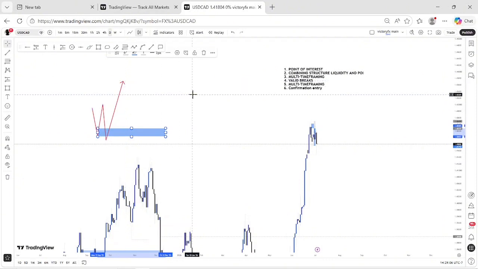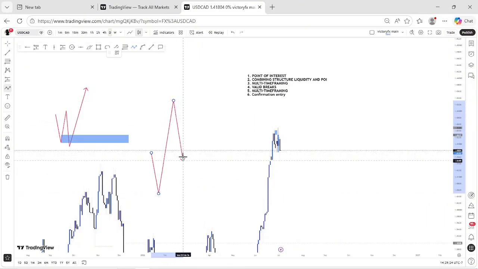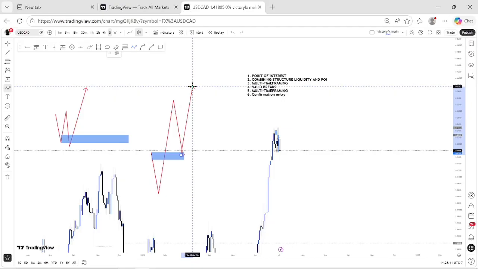And the second point of interest is something I call the breakout block. Now, mind you, I did not say breaker block. The difference is that a breaker block is only a failed order block, right? Then you have a retest. Something like this, what you call your breaker block. You have your order block that failed, and then you expect price to buy off from it if it's a bullish breaker block.